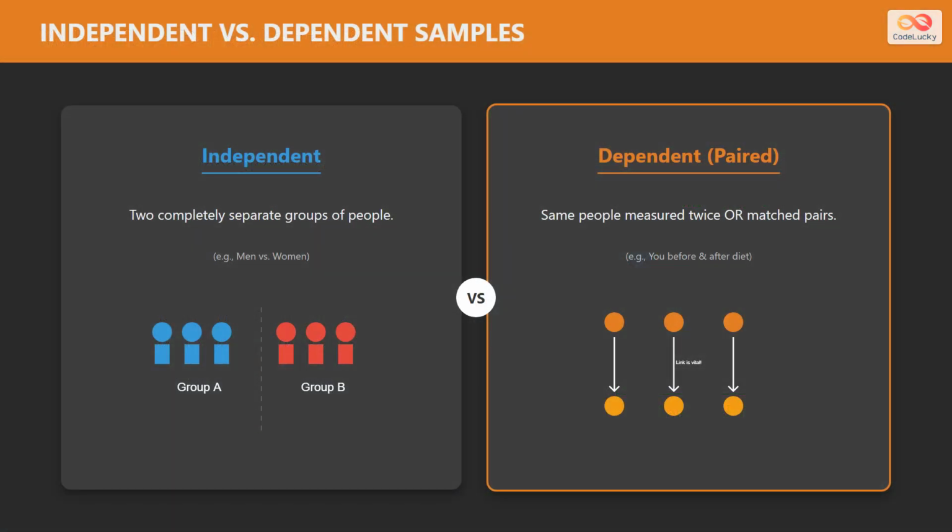To understand this test, we must understand the difference between independent and dependent samples. Independent samples involve two completely separate groups of people, like comparing men versus women. There is no link between person A in the first group and person B in the second. However, in dependent samples, there is a direct link. This often means measuring the same person twice, like before and after a diet, or using matched pairs, like twins. That link is vital for the math to work.